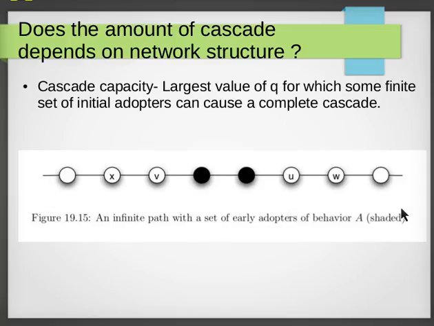Now we know that for the value of Q less than or equal to 1/2, there is a complete cascade, but we want an upper bound on the value of Q. The upper bound on the value of Q is also 1/2, because if I increase the value of Q above 1/2, then neither V nor U is going to adopt this new technology. So in this particular case, the value of your cascade capacity is 1/2.